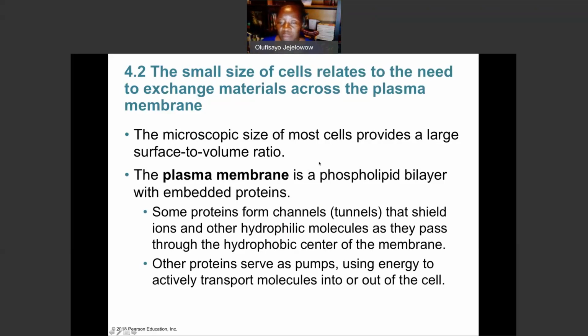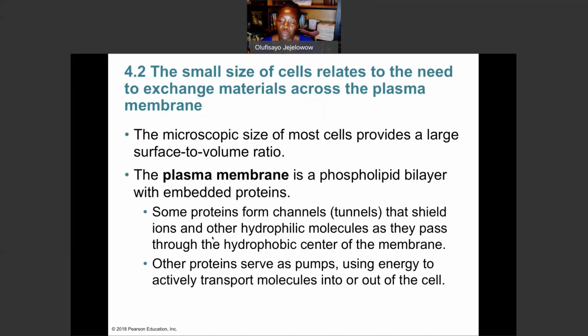The plasma membrane, which is a phospholipid bilayer embedded with proteins to allow transportation in and out of the cell, is the surface that connects the interior of the cell with the surroundings. Some protein channels, sometimes we call them tunnels, shield ions and other hydrophilic molecules as they pass through the hydrophobic center of the membrane.